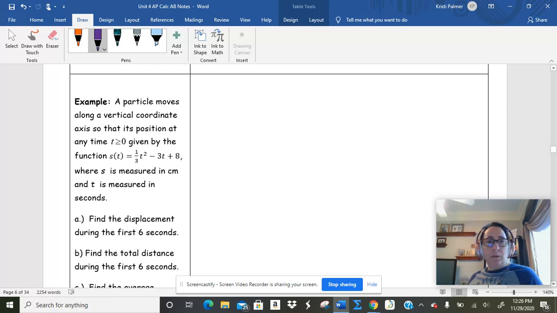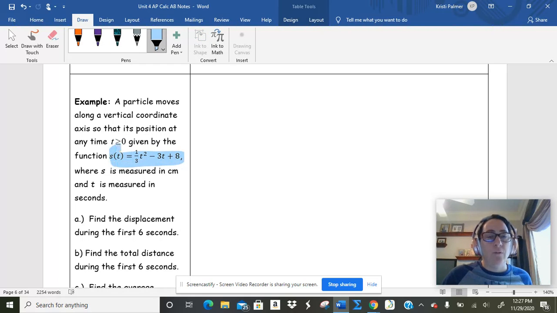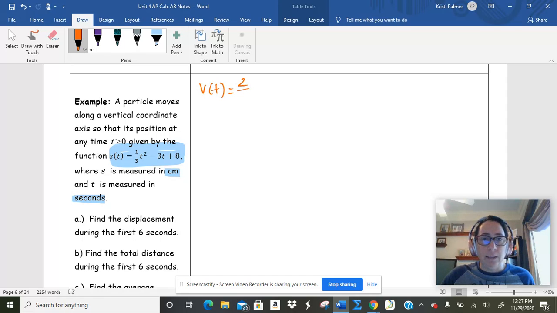So this next one is a little bit different because it's starting me with a position function, whereas before we had a velocity function. S is measured in centimeters and T is measured in seconds. So you have a few options. You may want to just look at the velocity graph first. So I'm going to see what my velocity graph is. I'm taking the derivative here, and then I'm going to sketch my velocity graph.